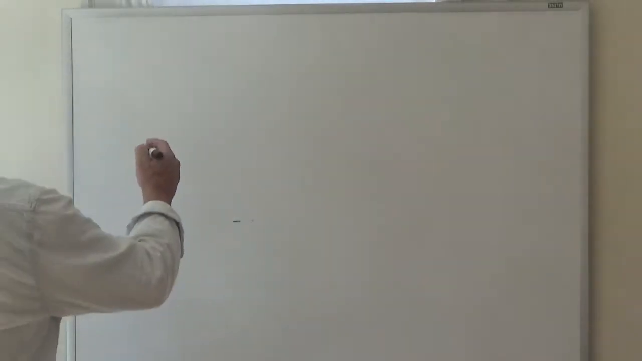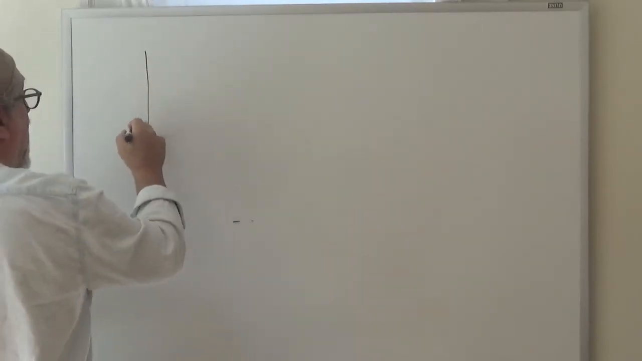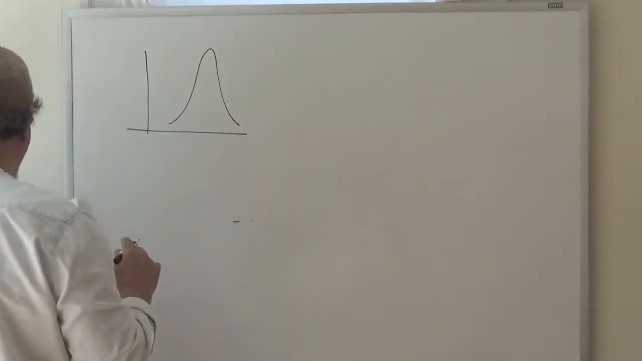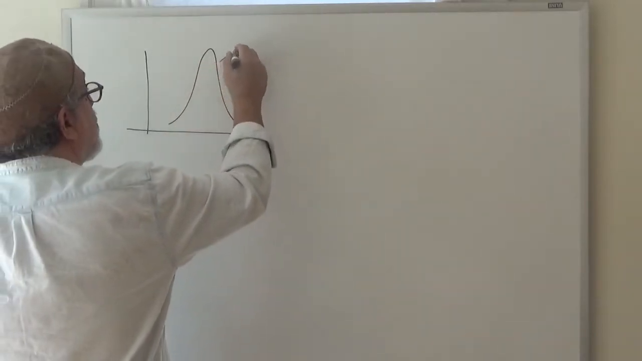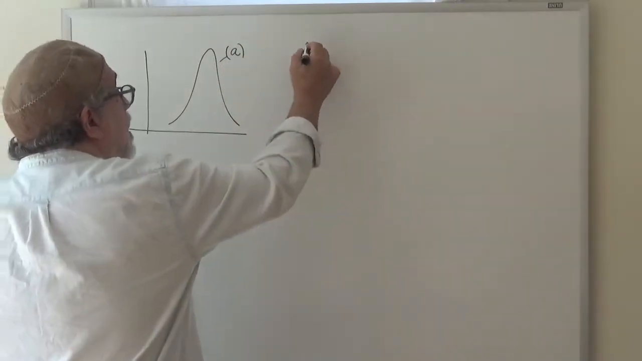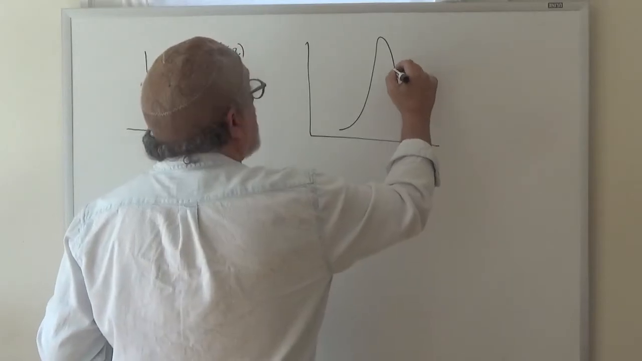Let me start by restating just the first pictures, and then I'll do the math. We have a distribution. We can call this distribution the A distribution. And we have another distribution, which is the B distribution, let's say.